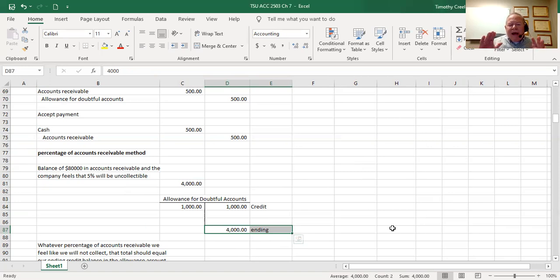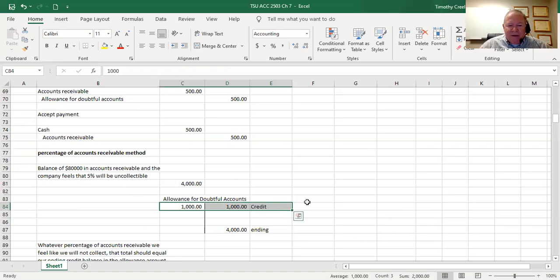So how we do our adjusting entry is going to be a little bit different with the percentage of accounts receivable method, because we're going to have to take whatever balance is currently in the allowance account, whether it's a $1,000 debit balance or a $1,000 credit balance. Remember, this is a T account. So the debit side is the left-hand side. The credit is the right-hand side as you're looking right at the T account.